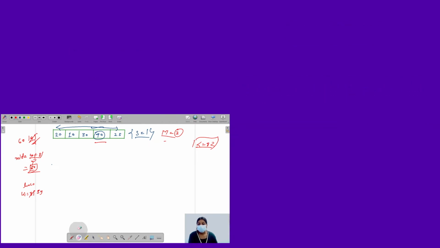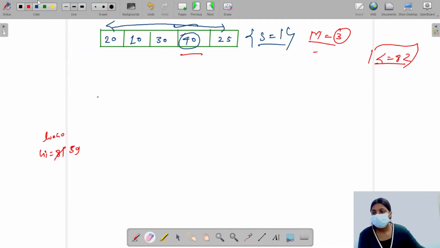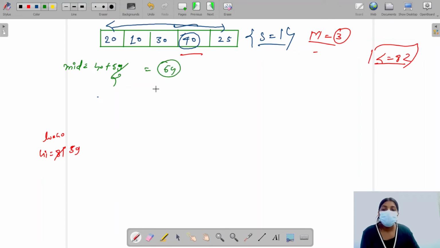Now I again calculate my mid. So my mid is going to be 40 plus 59 by 2, which equals 109 by 2, which is equal to 54. Okay, now again check. I ask student 1, can you read the first book? It says yes. Can you read the second book? It says yes. Can you read the third book? It says no, ma'am, my capacity is of only 54 pages. I cannot read this book.